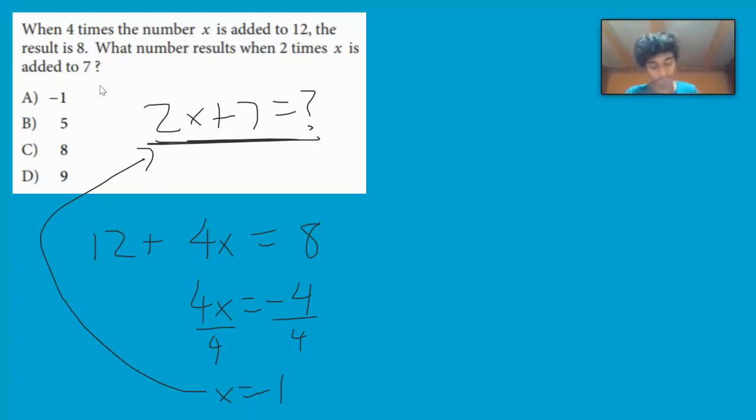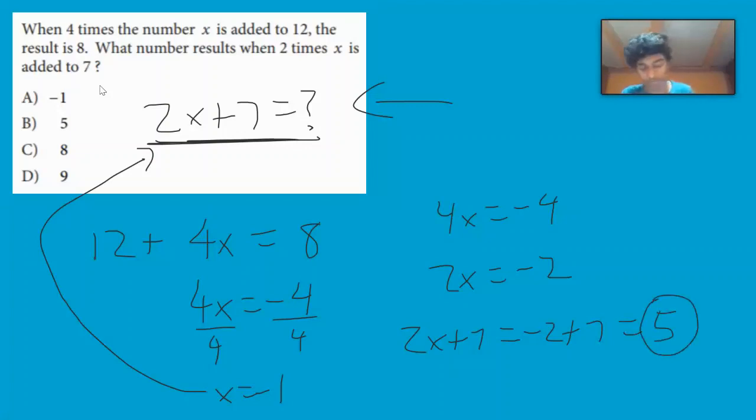Another way to do it is we can think about it like this. So we have 4x is equal to negative 4. If we divide both sides by 2, we'll get that 2x is equal to negative 2. And what do we want to know? We want to know what 2x plus 7 is. So we know what 2x is, so we can just add 7 to both sides. Equal to negative 2 plus 7, which is simply equal to 5. So our answer is B.